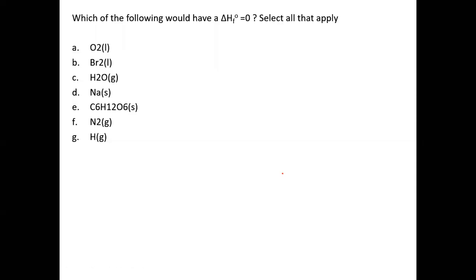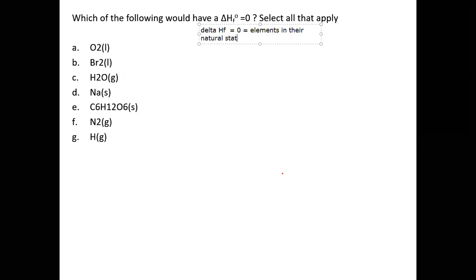So with delta H, when you're calculating using heats of formation, a heat of formation means the amount of heat absorbed or released when forming that particular element or compound. And from the video involving heats of formation, you should have remembered that the heat of formation, delta H of F, equals 0 for elements in their natural state. So if it's an element in its natural state, it has a heat of formation of 0.